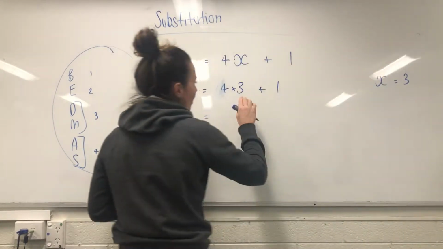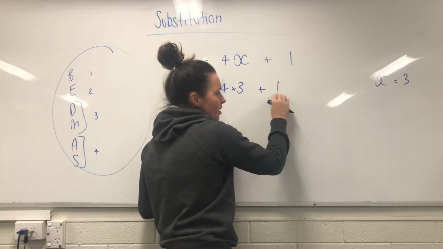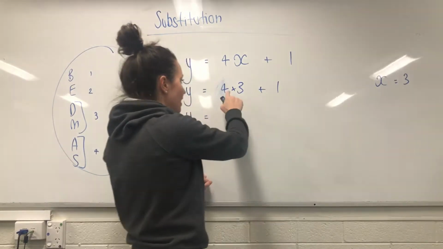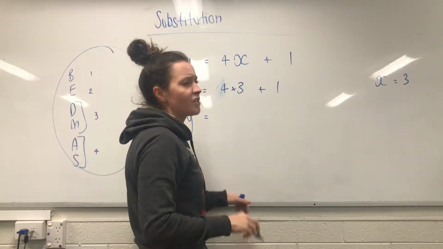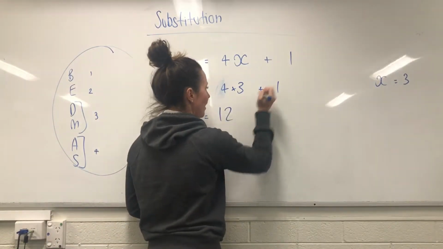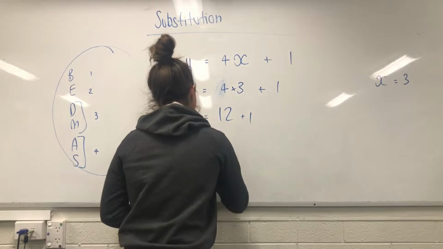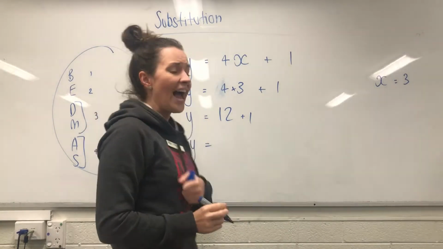So here, obviously, I'm not going to do anything with the plus 1 just yet because I need to make sure I'm doing my multiplication first. So 4 times 3 is 12. Carry that 1 down, so plus 1. So here, y equals 13.